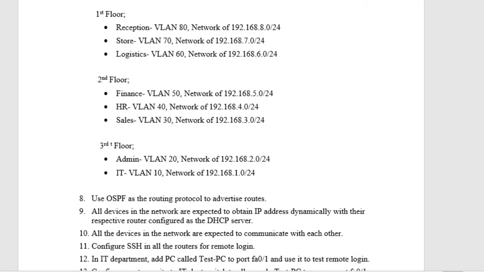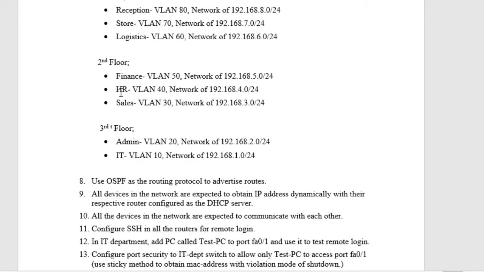On the second floor, we have finance, HR, and sales: VLAN 50, 30, and 40, with the networks of this one, this one, and this one. Finally, on the third floor, we have admin and IT: VLAN 20 and VLAN 10, with this network and this network. That was point number 7.